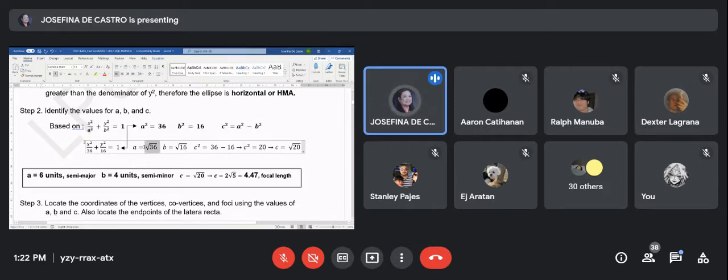Therefore, a is equal to square root of 36. A is equal to 6. That will be the length of the semi-major axis. A is equal to 6 units is the length of the semi-major axis. Therefore, how long is the major axis? If the semi-major axis is equal to 6 units, how long is the major axis? Anybody from the class?